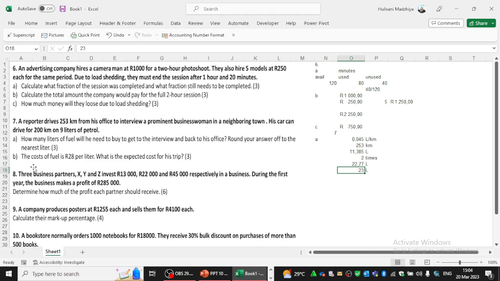Then from there it says that the cost of fuel is 28 rand per liter. What is the expected cost for this trip? So in terms of B, it's just going to be 23 multiplied by the new cost of fuel. This will give you a new amount, which equals 23 multiplied by 28. So meaning that it will cost him 644 rand to go and come back for his total trip. So that is it in terms of number 7.